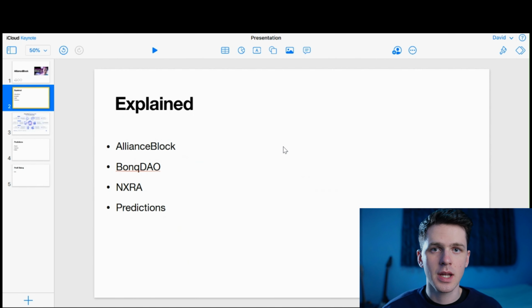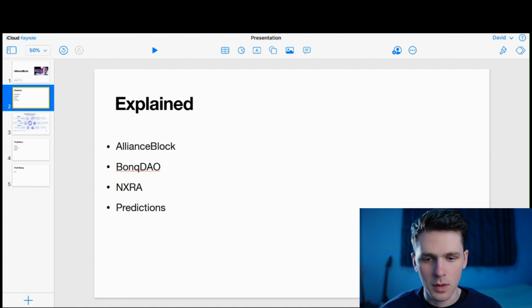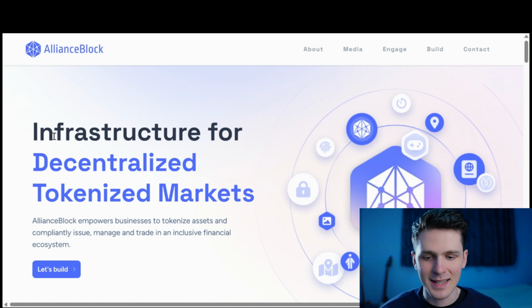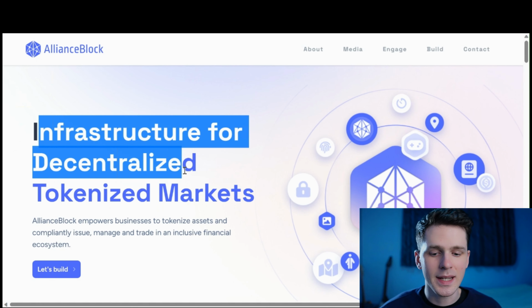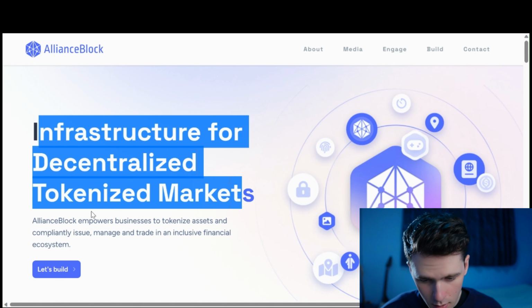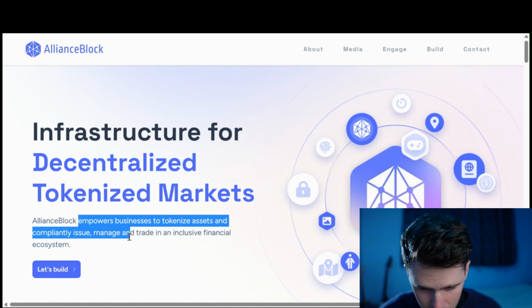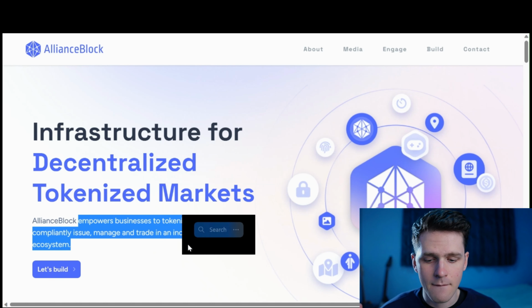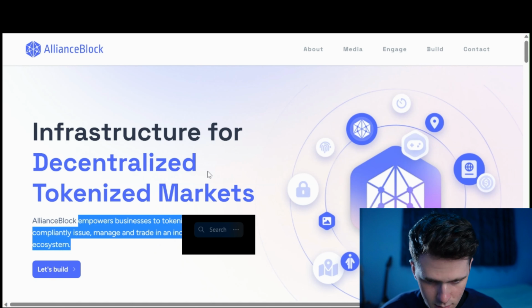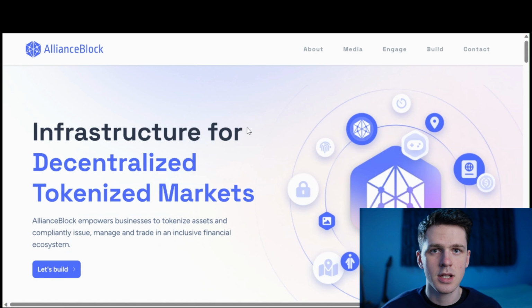So before we go into predictions, let's talk about what AllianceBlock is all about. Okay, so first up, what is AllianceBlock? On the website it states it's an infrastructure for decentralized tokenized markets. It's empowering businesses to tokenize assets and compliantly issue, manage, and trade in an inclusive financial ecosystem. So in short, it's a decentralized finance solution, making traditional finance more accessible to everyone.